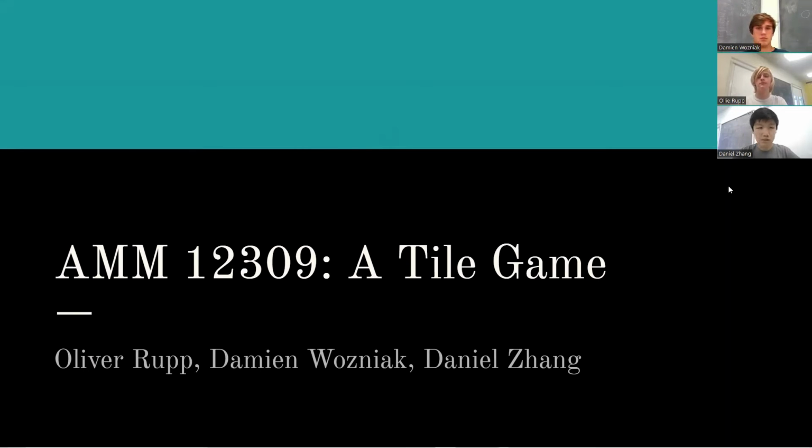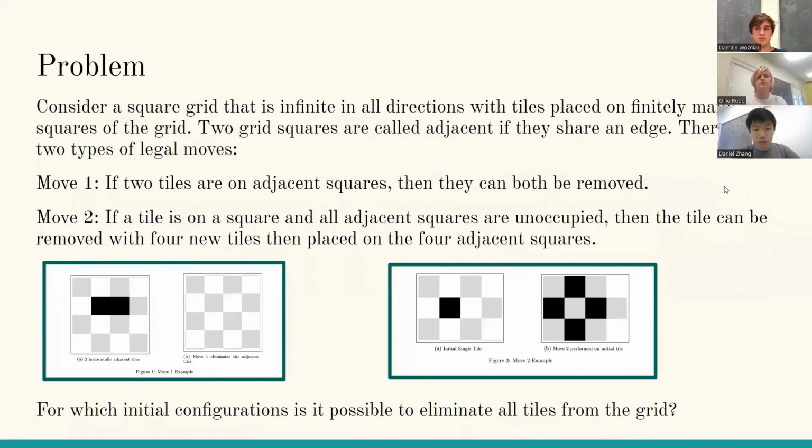So the problem given to us: consider a square grid that is infinite in all directions with tiles placed on finitely many squares of the grid. Two grid squares are called adjacent if they share an edge, or they're right next to each other. There are two types of legal moves we can play.